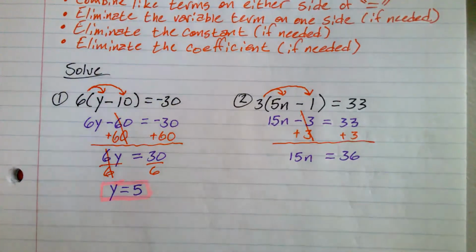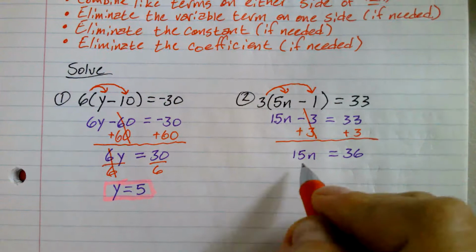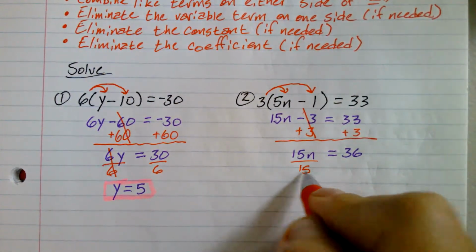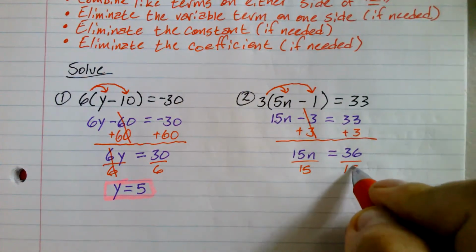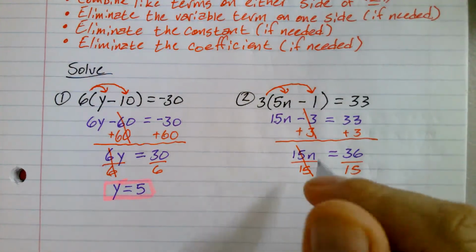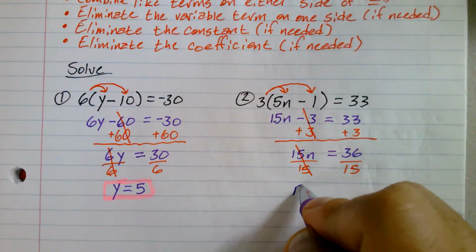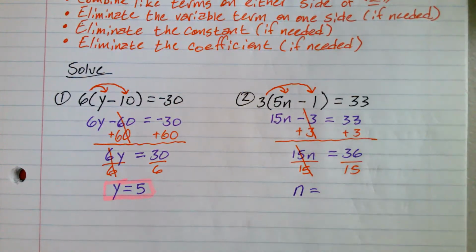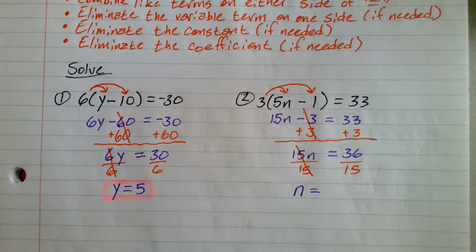Okay, so let's go ahead and get rid of the coefficient. Divide by 15. And that will tell us what n is. Now, 15 doesn't go into 36. So we can write this as a decimal. We can write this as a fraction.